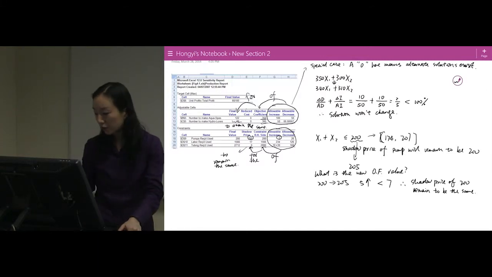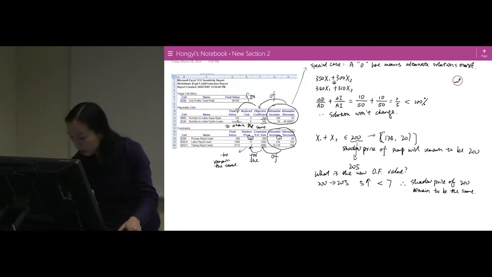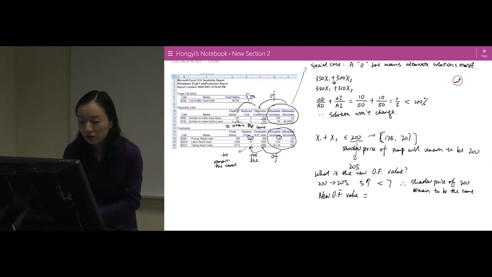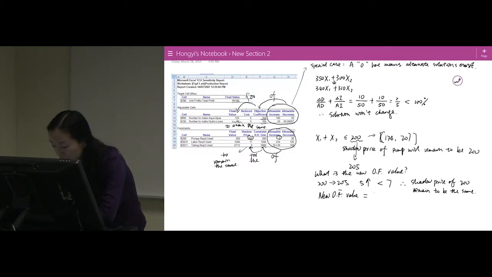We know that the shadow price is the impact on our objective function value given 1 unit of increase in your right-hand side. So currently the new objective function value equals the old one. The current objective function value is 66,100. So 66,100 plus the impact.